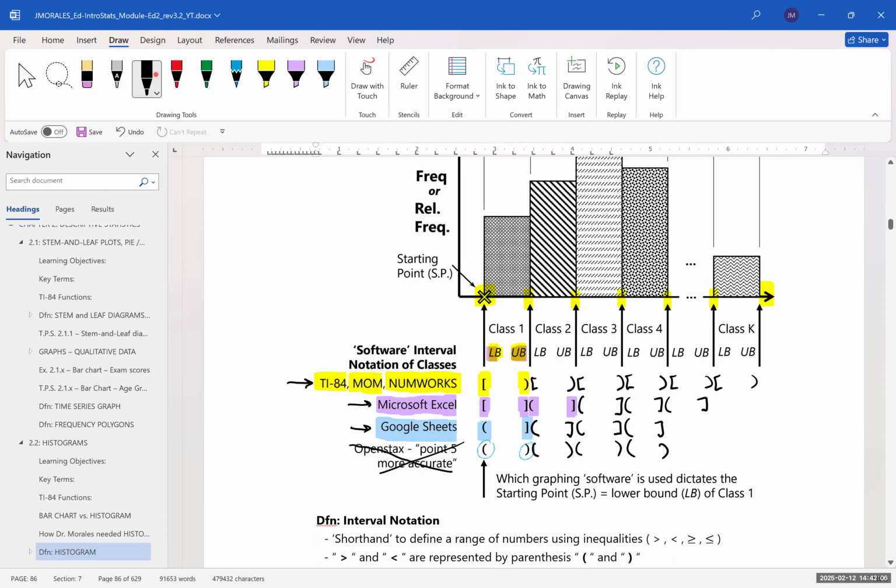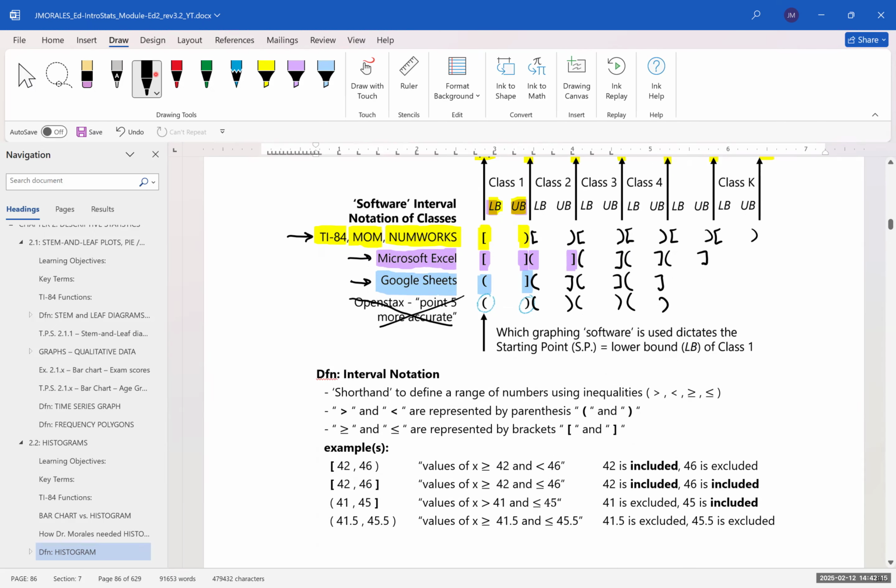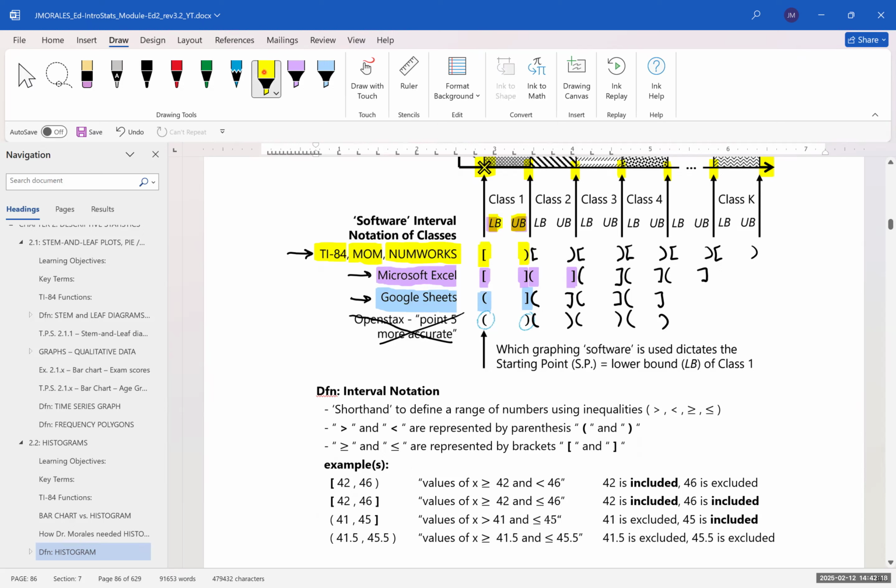Here I'm talking about left brackets and parentheses, and some of you may be thinking, what does that refer to? What does that mean? That refers to what's called interval notation. Interval notation is a shorthand way to define a range of numbers using inequalities. If you have a greater than and less than, you can represent that with a left parenthesis and a right parenthesis. If you've got greater than or equal to and less than or equal to, then you can represent that with a left bracket and a right bracket.